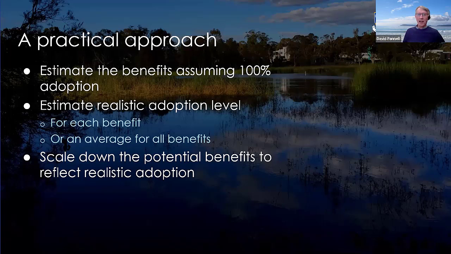Now I need to worry about scaling them down by estimating the realistic adoption level for each benefit, or an average for all benefits. So I could get a different level of adoption for each type of benefit, or I can make an assumption that I'm just going to assume simply applies to all of them. And then I'll scale down the potential benefits to reflect what level of adoption I'm realistically expecting.